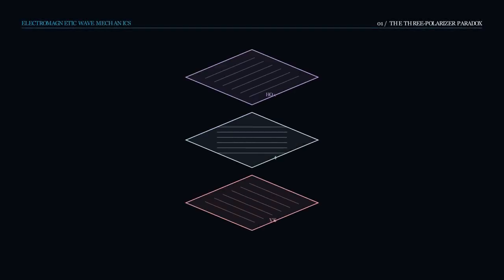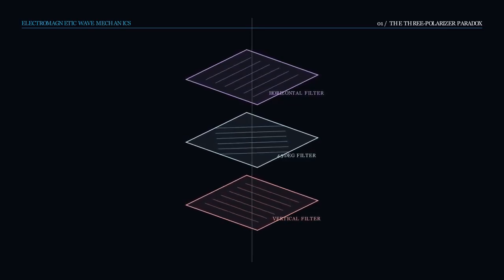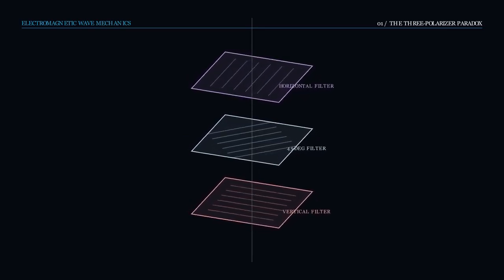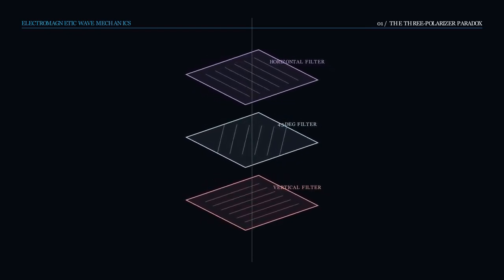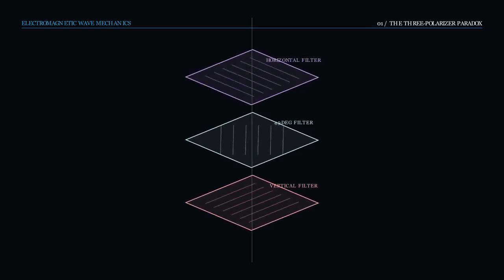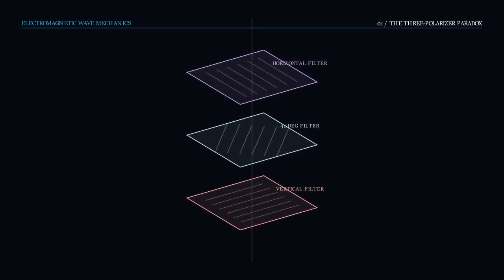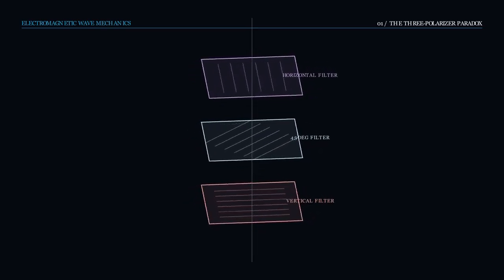If you place two polarizing filters perpendicular to each other, they block 100% of incoming light, creating total darkness. But if you insert a third polarizing filter at a 45-degree angle between them, light suddenly passes through again. Adding a barrier makes the system more transparent. To understand this paradox, we must look at the exact three-dimensional geometry of light.